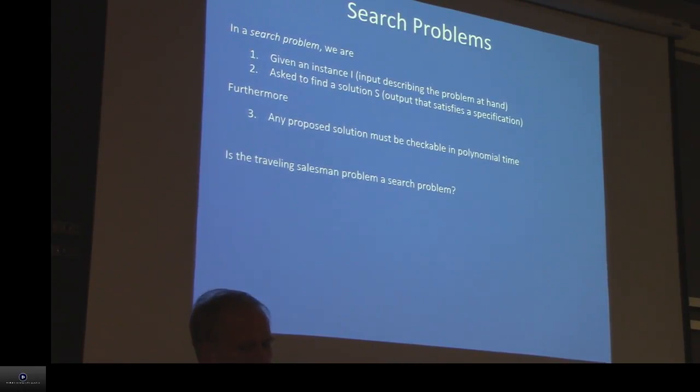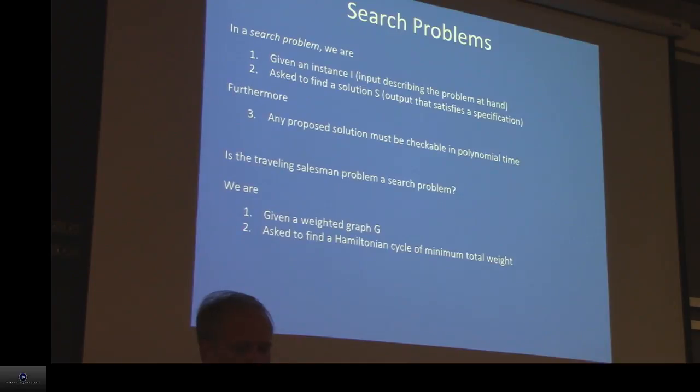We talked about the traveling salesman problem and wondered, can we classify it as a search problem? So here, we're given a weighted graph G, so that's the input. We're asked to find a Hamiltonian cycle of minimum total weight. Remember, a Hamiltonian cycle is just a cycle that visits every vertex once and closes the loop. So it meets the first two criteria. You get a weighted graph, and you're asked to find a Hamiltonian cycle of minimum total weight.